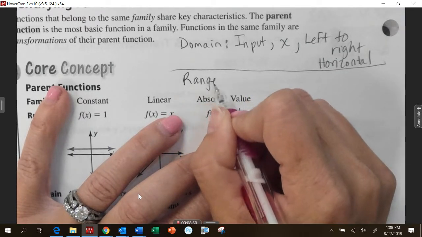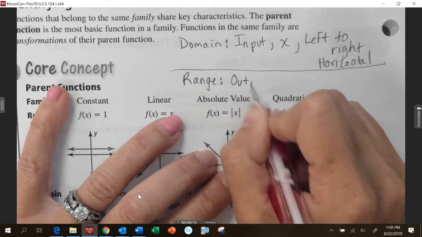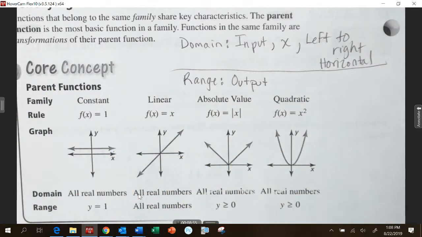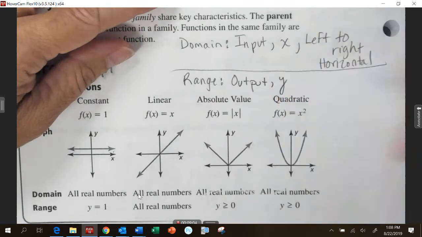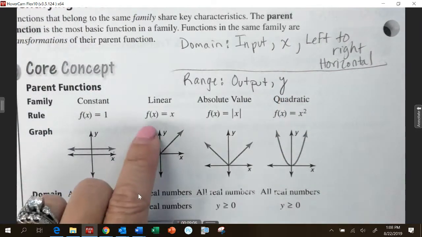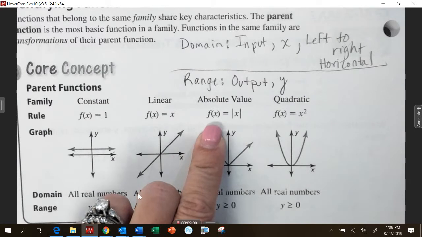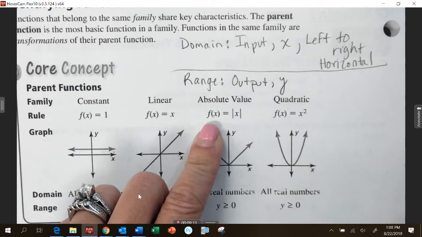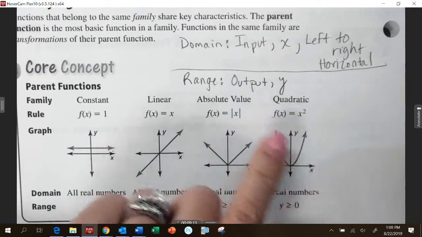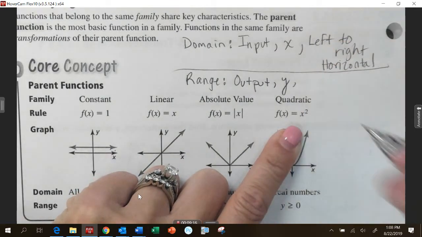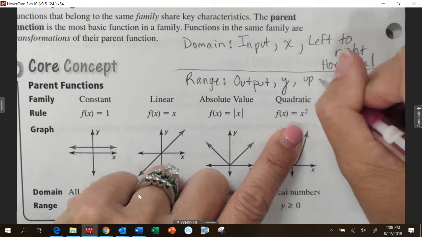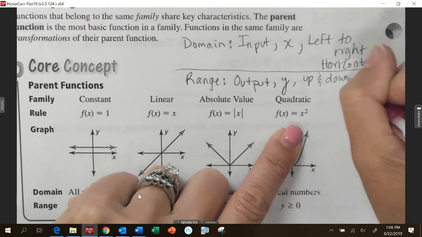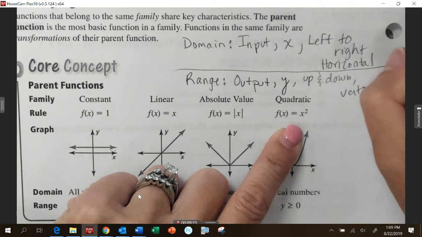The range is the output. So once I put in a value for x and we multiply it or we add stuff to it, then we get out a number. That's our output. Usually that goes in the y column. Or if it's a function, you can see these functions right here. Instead of y, maybe it's f of x. It means the same thing as y. Y goes up and down. Or you could say vertical.